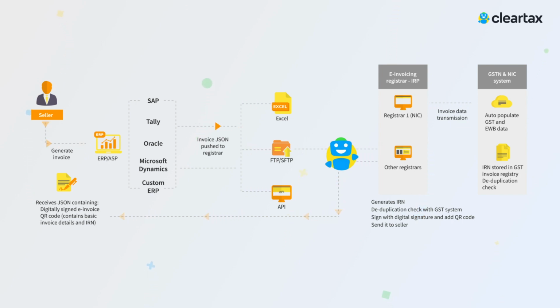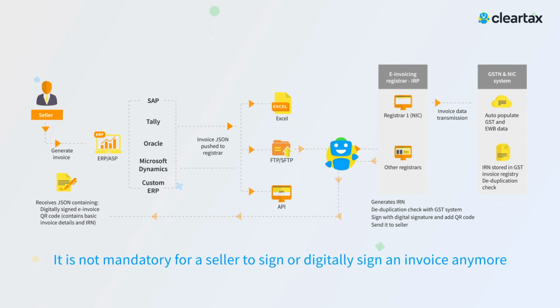Finally, the IRP will also transmit the data with invoice details along with IRN details to GSTR1 of the seller and GSTR2A of the buyer. It will also transmit the data to the NIC portal where e-way bill data will be auto-populated. It is not mandatory for a seller to sign or digitally sign an invoice anymore.